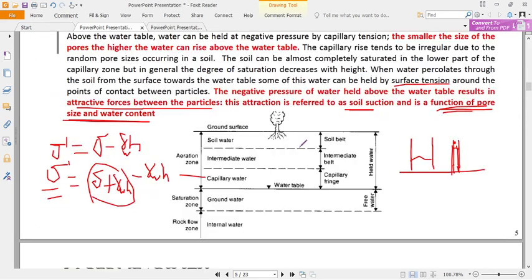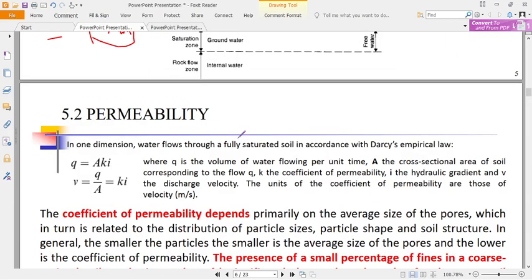So we have talked about now the soil water. Now we look at the permeability. Permeability occurs in one direction. If you take one direction, water flows through a saturated material. The material has to be saturated, following Darcy's law.